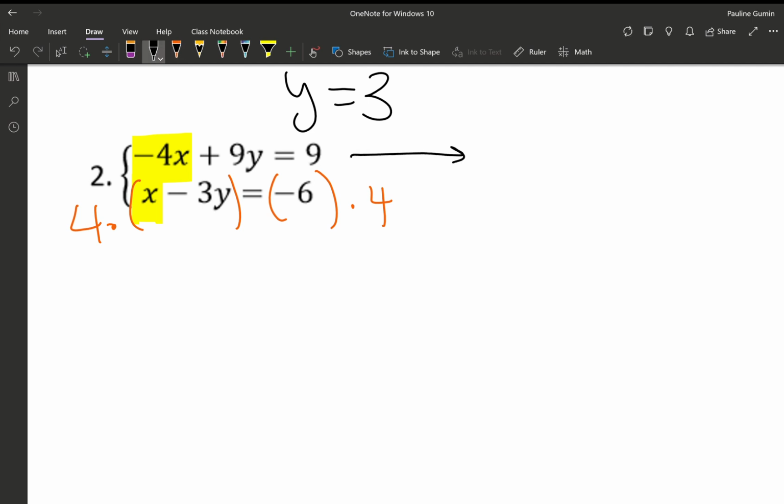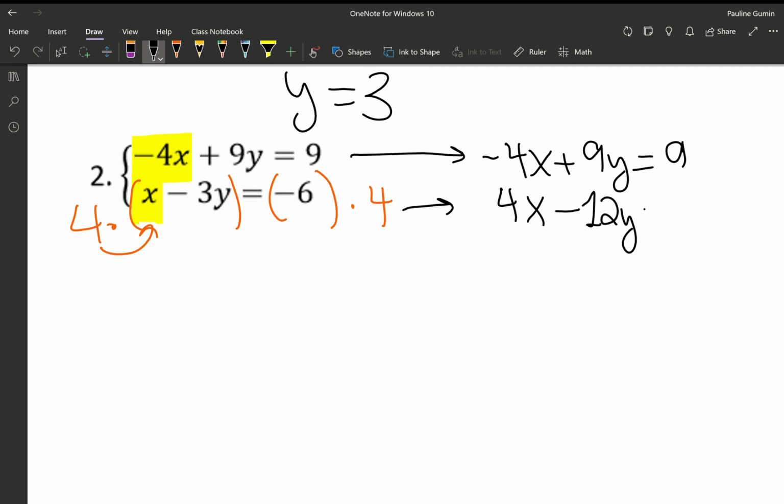Check it out. The top equation stays the way it is, negative 4x plus 9y equals 9, but the bottom, 4 times x is 4x. 4 times negative 3 is negative 12, and 4 times negative 6 is negative 24. Now look at the x's. We forced the bottom equation to work for us. And now they'll cancel. This is perfect.